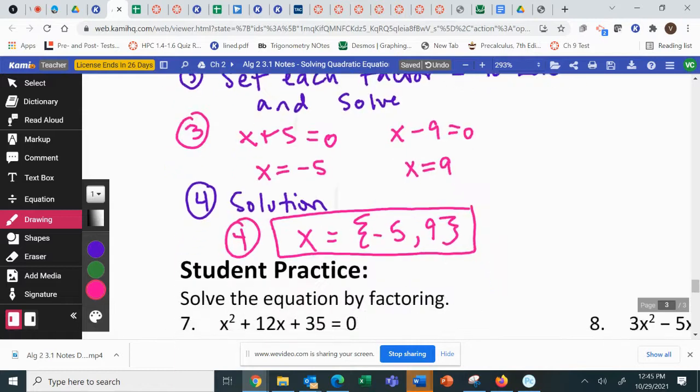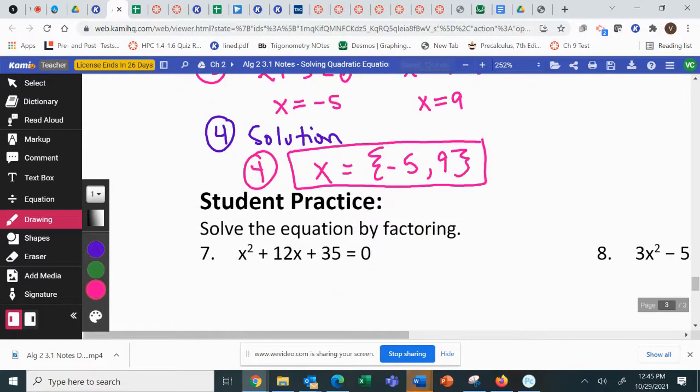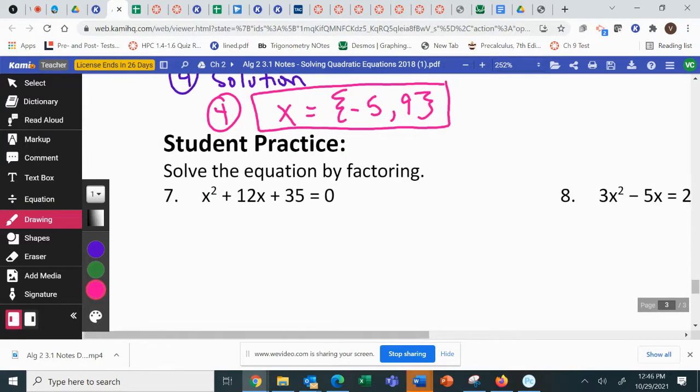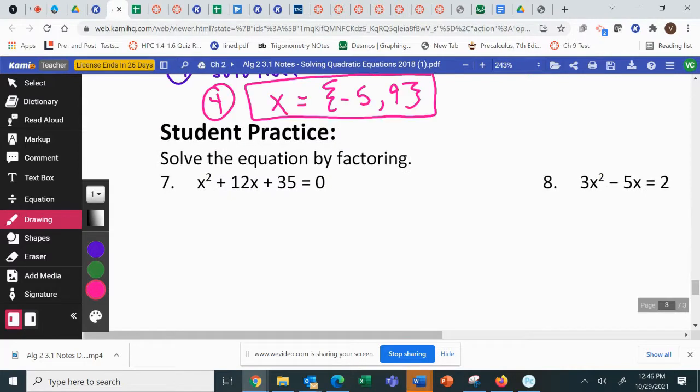So the next, not the one next to it, not the B, but below, there's 2 student practice questions. It says solve the equation by factoring. So I'm going to get you started, but I want you to do the factoring part. So number 7, what is the first step that we have to do?